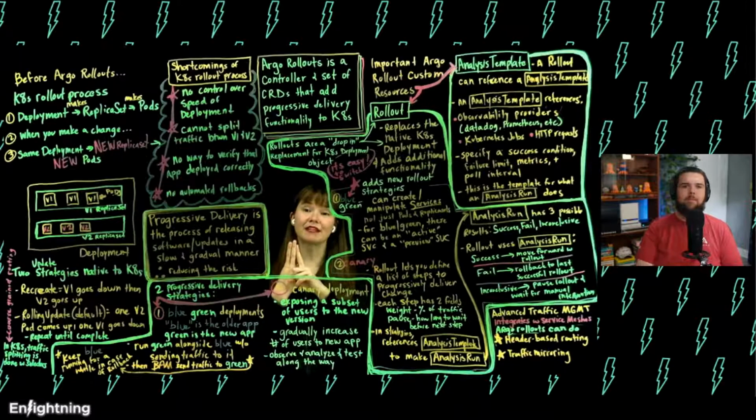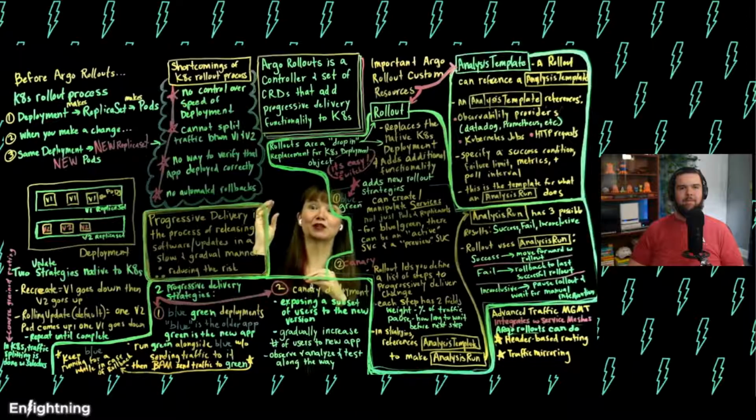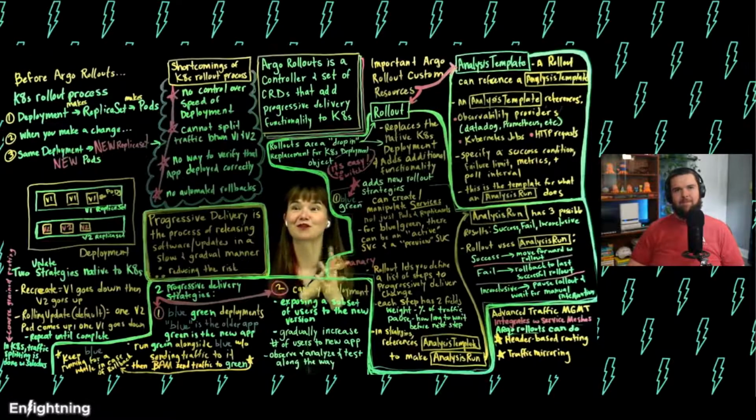You can't split traffic between version 1 and version 2. There's no way to verify that version 2 deployed correctly before you keep rolling out version 1. And therefore there are no automated rollbacks.